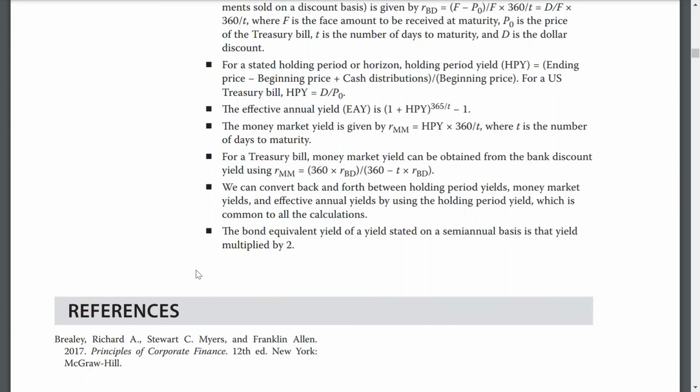For a Treasury bill, money market yield can be obtained from the bank discount yield using RMM = 360 × RBD / (360 - T × RBD). We can convert back and forth between holding period yields, money market yields, and effective annual yields by using the holding period yield, which is common to all the calculations. The bond equivalent yield of a yield stated on a semi-annual basis is the yield multiplied by 2.